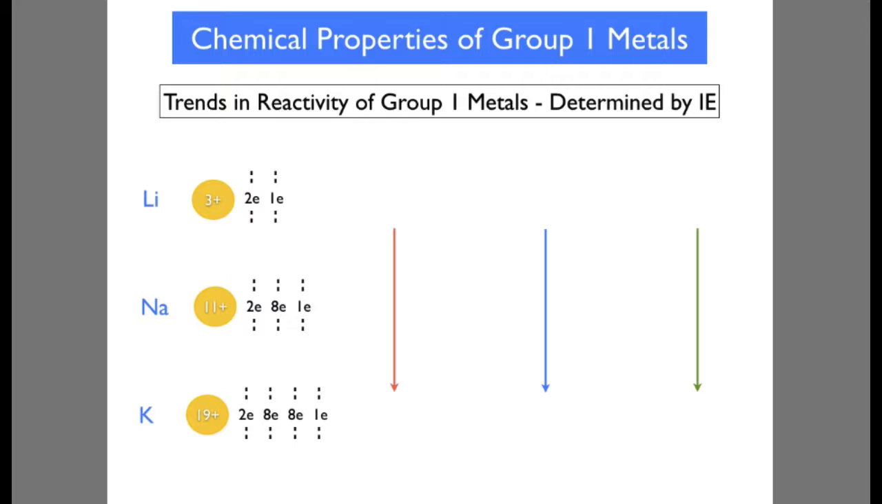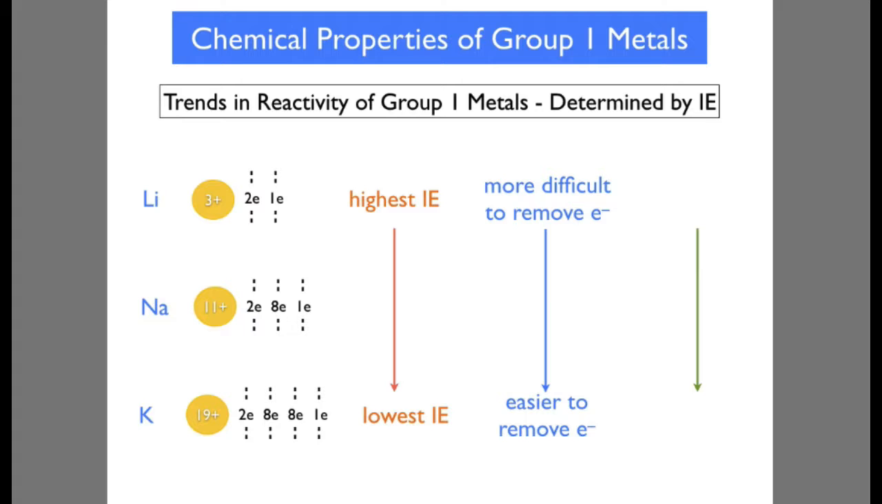The chemical properties of group 1 metals. The trends in reactivity of group 1 metals are determined by the ionization energy. We've got lithium, sodium and potassium there. Lithium has the highest ionization energy, and as you head down the group you get a lower ionization energy. Potassium's got the lowest of those three. So it's more difficult to remove electrons from lithium than it is from potassium, and so lithium is less reactive than the more reactive potassium.